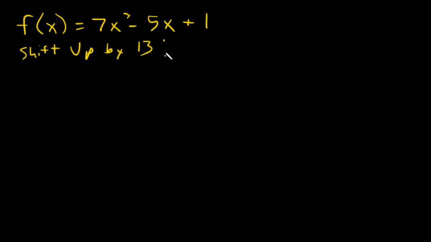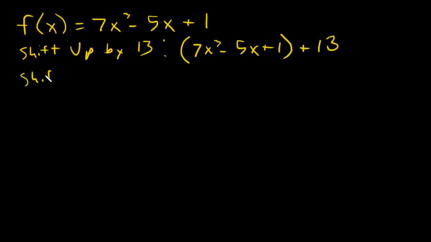Well, since it is shifting up, it is a vertical transformation. So the transformation is going to apply to the entire function. So I just take the whole function, put it in parentheses, 7x cubed minus 5x plus 1, and then I do the transformation. I'm shifting up, so I'm going to add 13 to the entire function. Okay? Now what if I wanted to shift right by 4? What would I do?